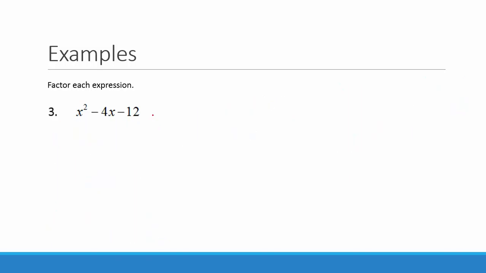This is in the form x squared plus bx plus c. Our c is equal to negative 12. I need to find two numbers that multiply to give me negative 12, but add to give me b, which is equal to negative 4. So let's write down all our factor pairs of negative 12.